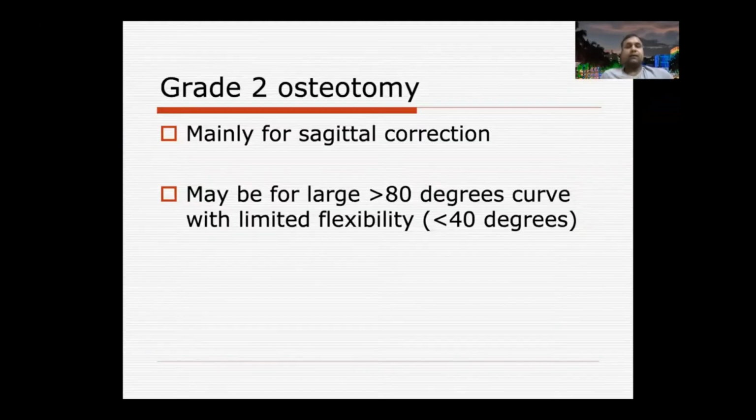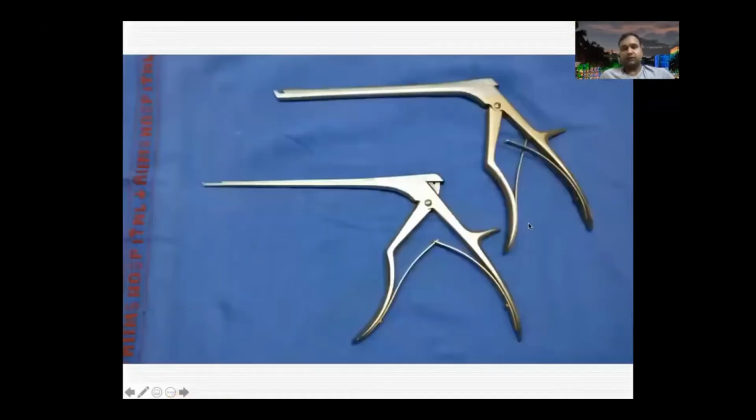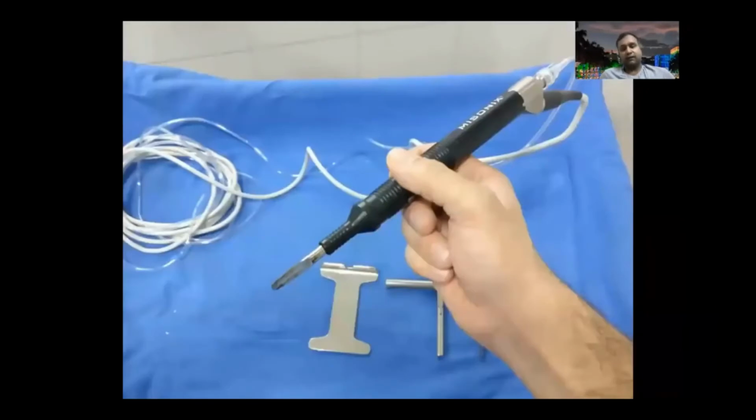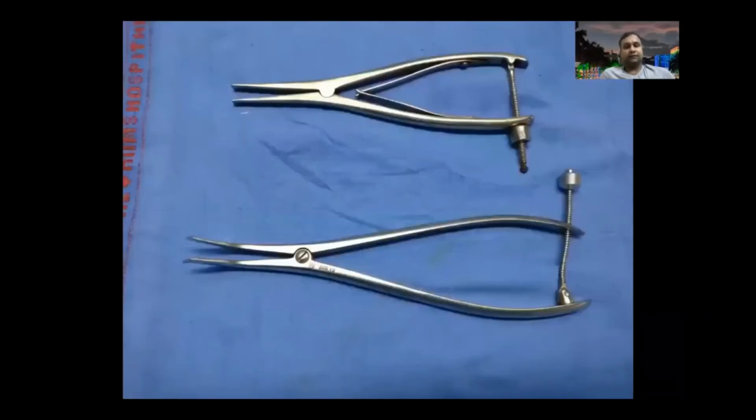Coming to the grade 2 osteotomies, it is mainly required for the sagittal correction, in which you also cut the superior articular process of the inferior vertebra. It may be required for large deformities which have limited flexibility, but in most of the cases it is not required. This is just an example showing that we also take out the superior articular processes. I always keep the 4 mm and 2 mm up-cutters for this. And now we have the ultrasonic scalpel, so doing a grade 2 osteotomy becomes quite easy.